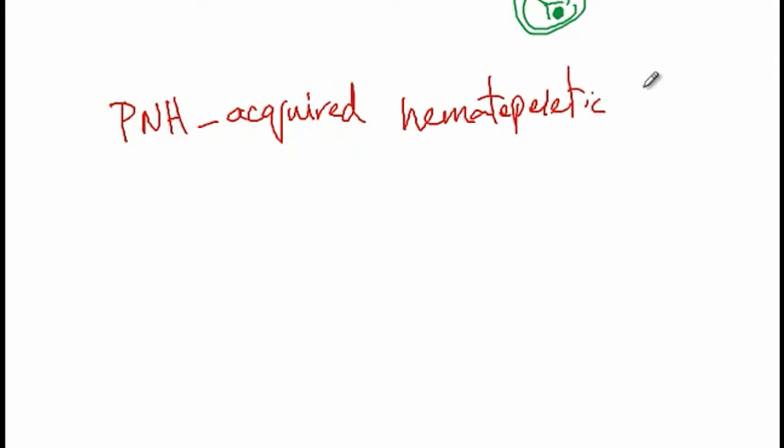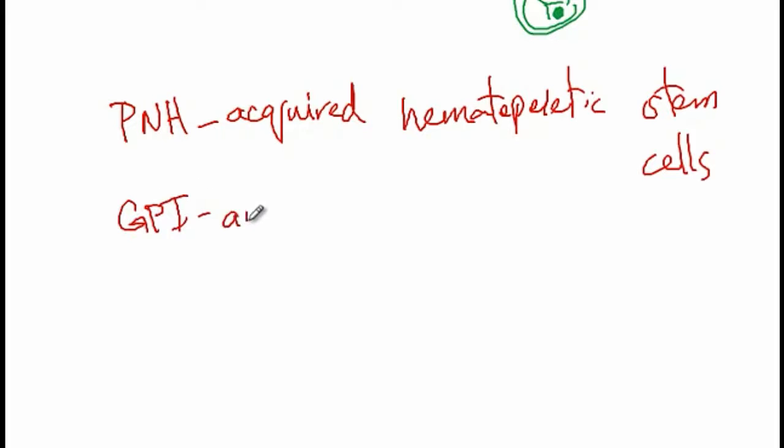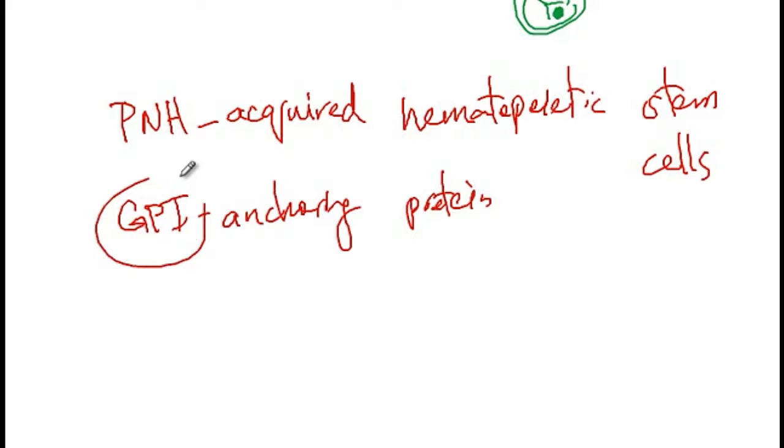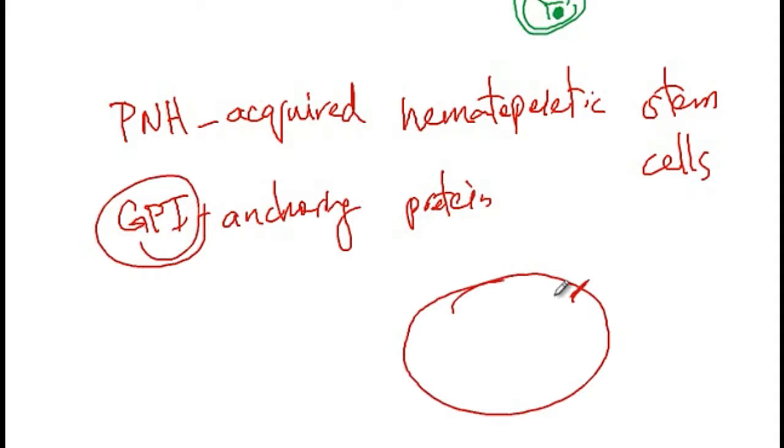So paroxysmal nocturnal hemoglobinuria, also known as PNH, is an acquired disorder of the hematopoietic stem cells. And these cells are no longer able to form the glycosylphosphatidylinositol, also known as the GPI anchoring protein. So this GPI protein is on the surface of the cells and it acts as an anchoring protein. So there are many different proteins, as many as 20 proteins, that will be attached to the GPI.